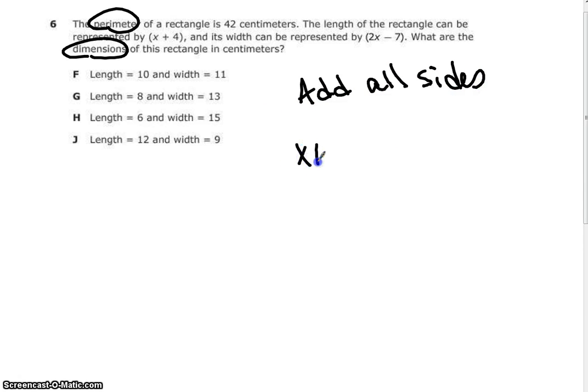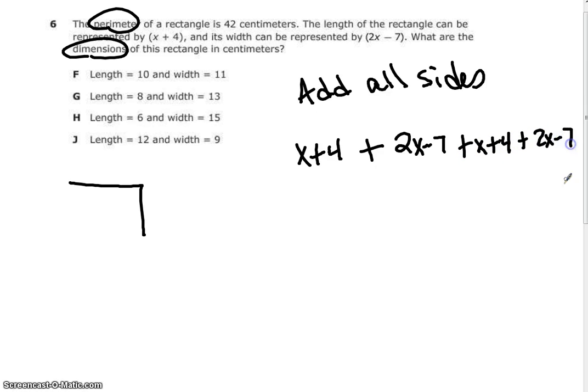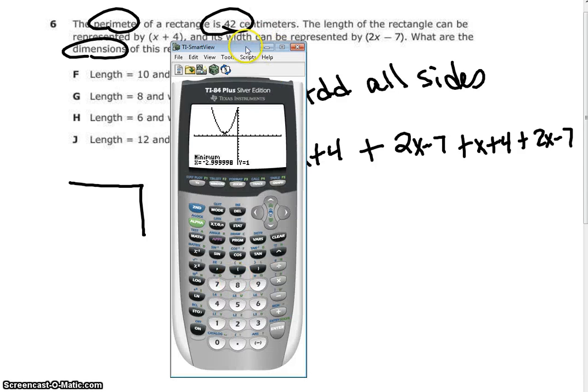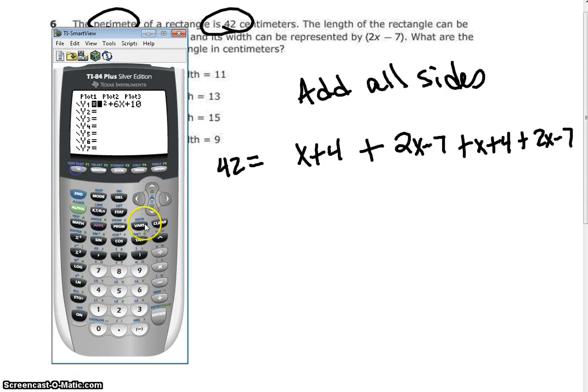So one of my sides is x plus 4, plus another of my sides is 2x minus 7. But that just gets me halfway around. So I have another x plus 4, and I have another 2x minus 7. And what did we say the perimeter was? It's 42. So that is equal to 42. So that has to be solved to figure out what x is. Now, you could either do it by hand, combine like terms, move things around, or you can use your calculator, and I encourage you to do that so you don't worry about sign mistakes.